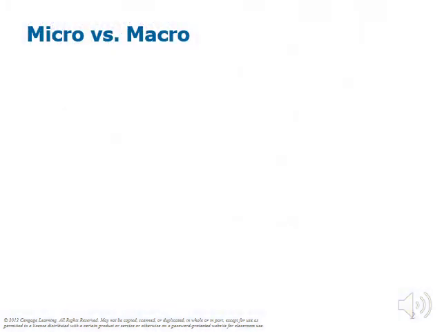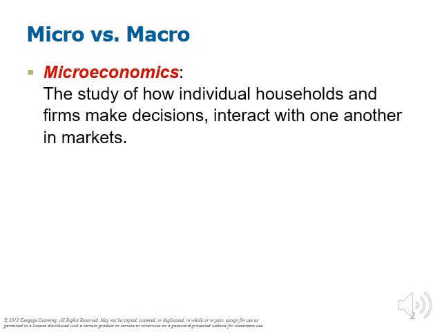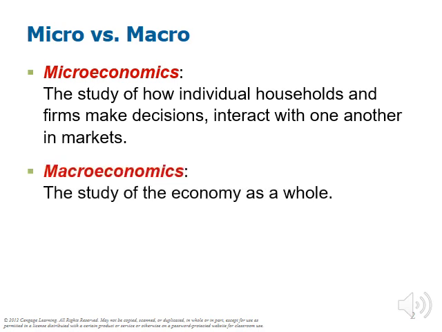We've already distinguished between microeconomics versus macroeconomics. Microeconomics, the study of how individual households and firms make decisions, interacting with one another in markets. Macroeconomics, the study of the economy as a whole. In thinking about macroeconomics, we built some models. Let's see what we can learn from those.